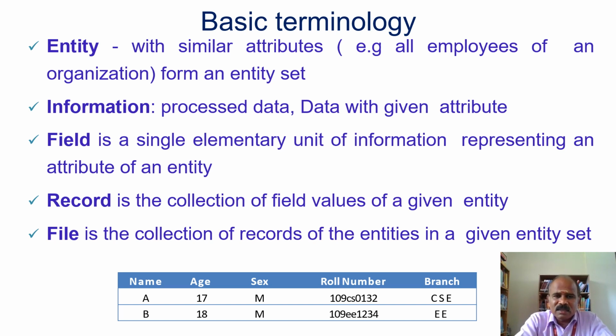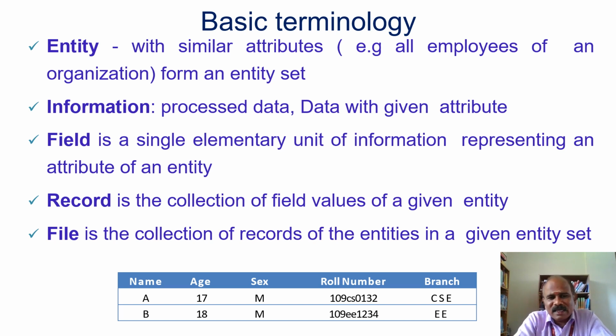So if you say Ramasamy, Ramasamy is an entity. So for him we maintain different elementary data, or in other words different fields. Then the fields collectively represent Ramasamy. So you can call that a record. A record is a collection of fields of a given entity. So Ramasamy is a given entity. So if you maintain a group of fields for Ramasamy, then it is called a record. Finally we come to files. A file is the collection of records of a given entity set.